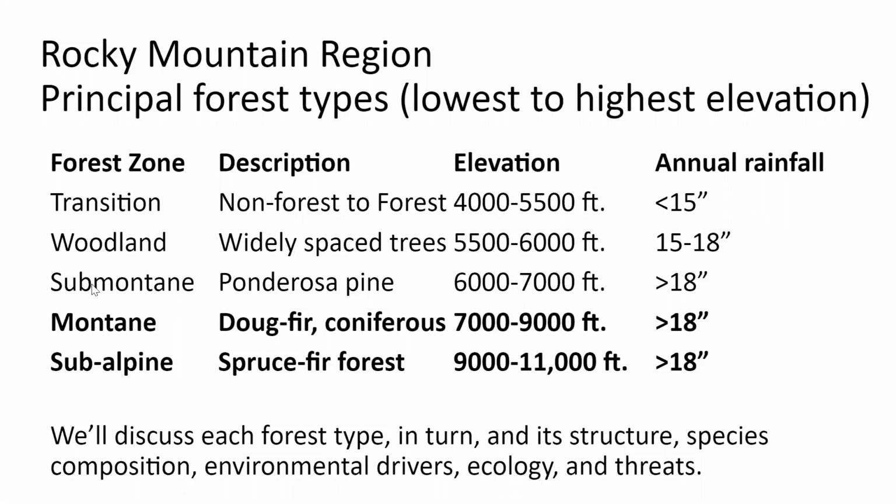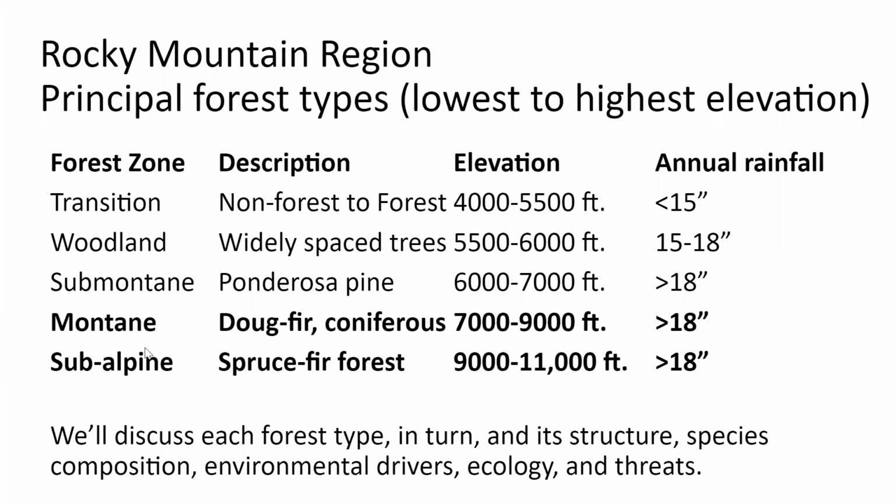And then ponderosa pine, which is submontane. And that's when you get a little bit higher rainfall. It's still on the low end of the spectrum though. So these are generally speaking 6,000 to 7,000 feet. And the forest starts out in the drier areas with widely spaced trees and becomes more dense over time.